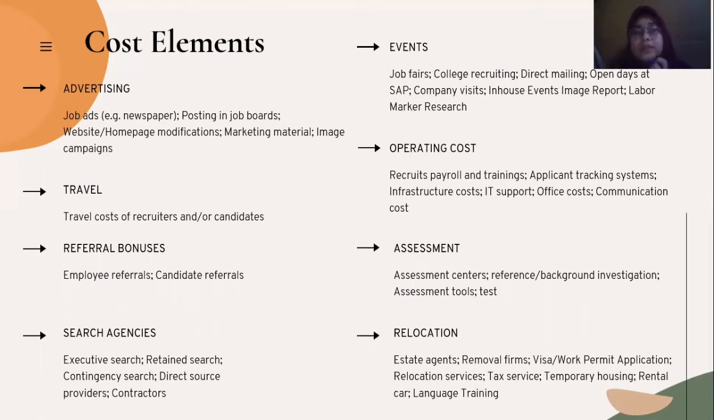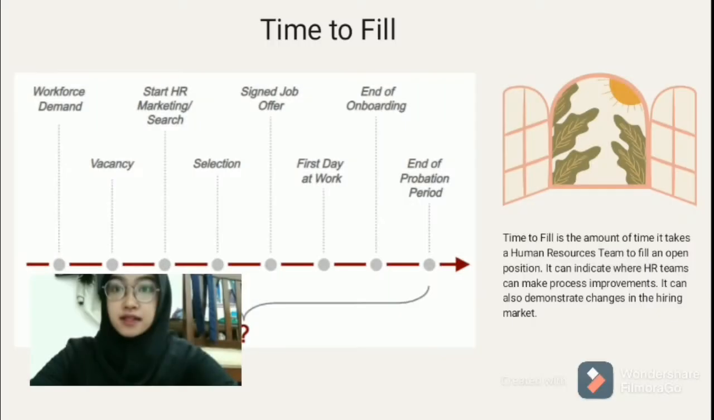The next part will be explained by my friend Karunia Putri Nuari. In this slide, I will be explaining about time to fill.